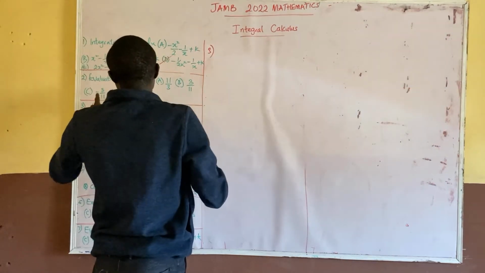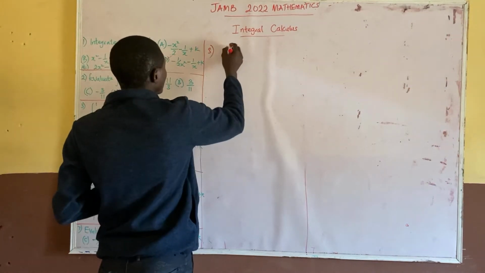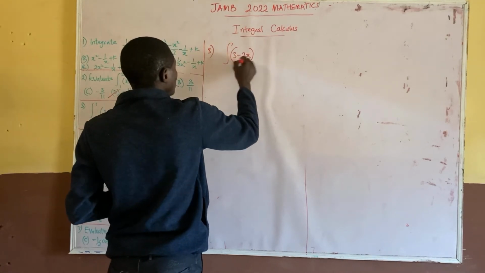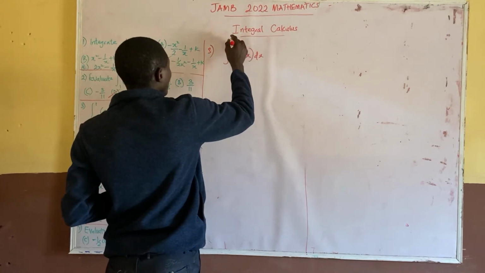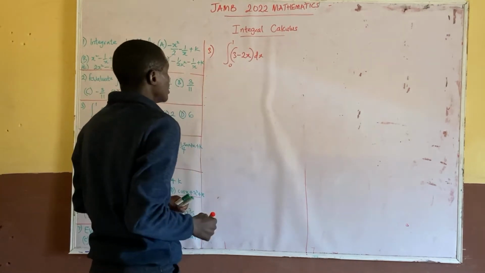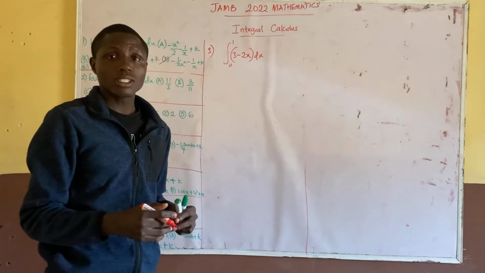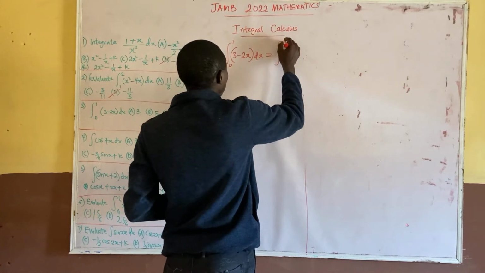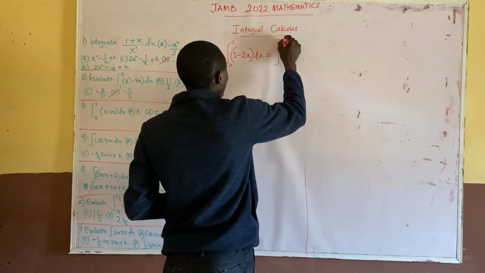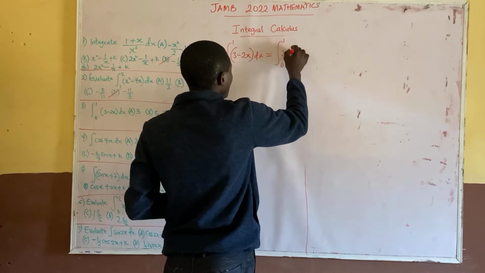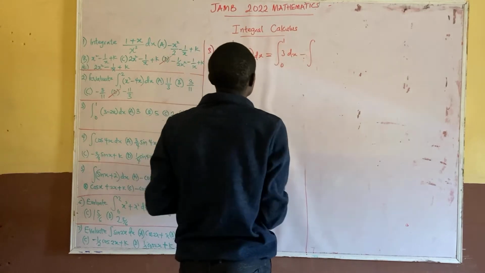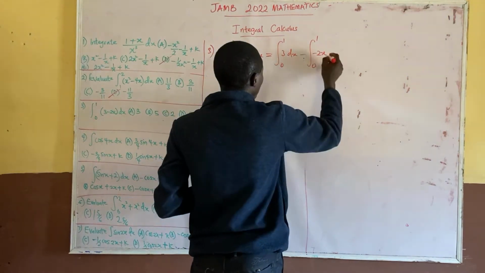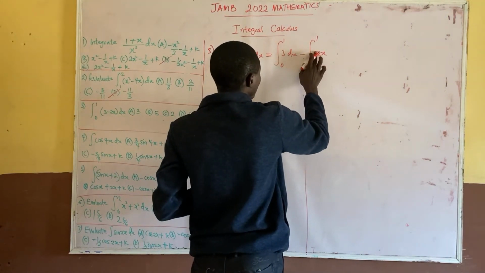So the question says evaluate the integral of 3 minus 2x dx with boundary of 1 and 0. Now this also looks like the previous example that we did. So we also separate it out now. We have the integral of 3 with boundary 1 and 0 dx, minus the integral of 2x with boundary of 1 and 0. Sorry, the minus is here, so we don't need to put the minus there.